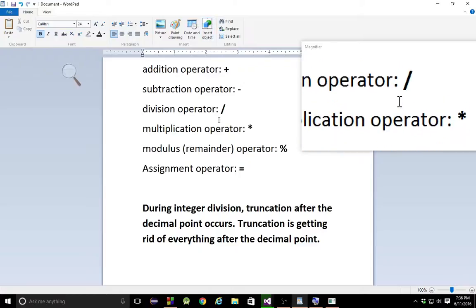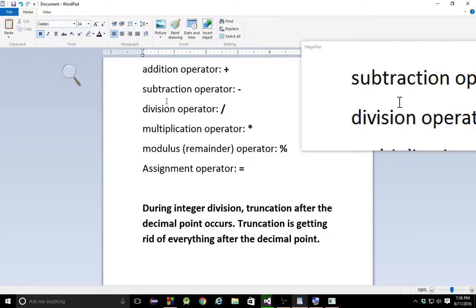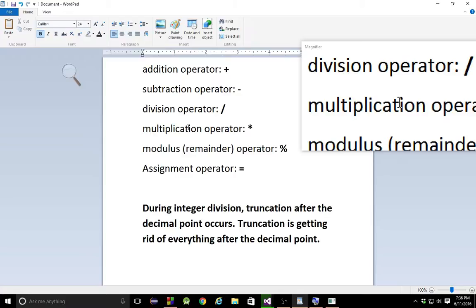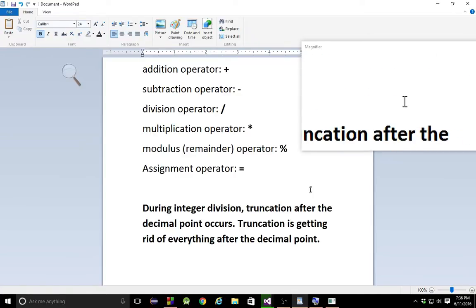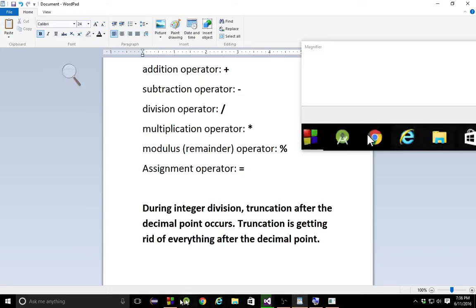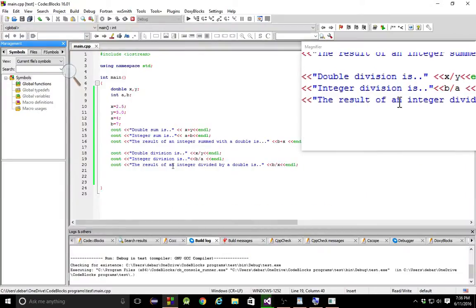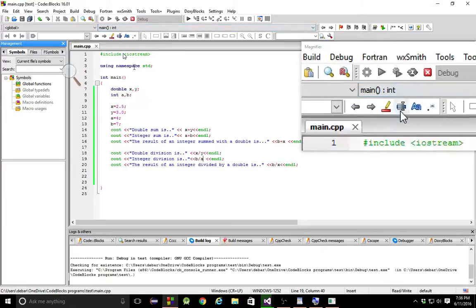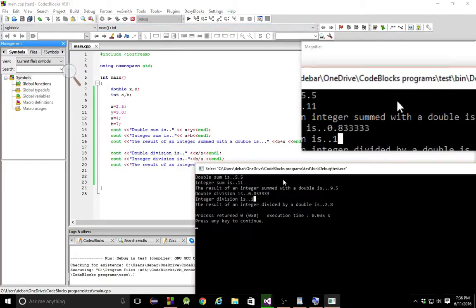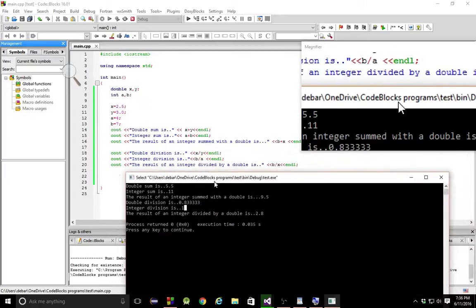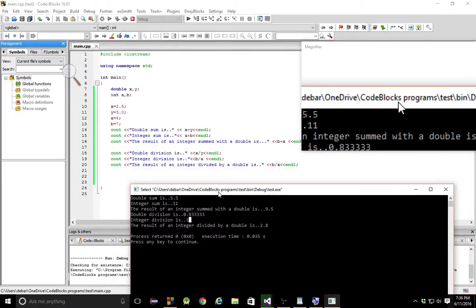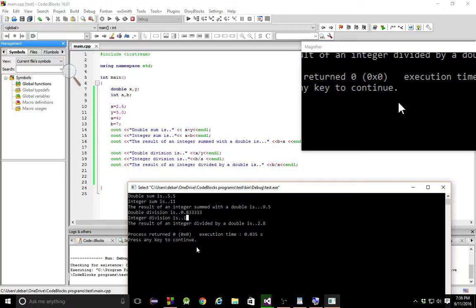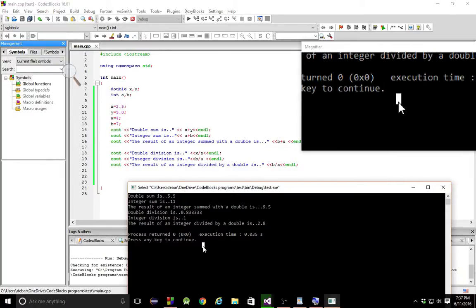There really isn't anything too special about subtraction or multiplication. Everything that I've stated applies to subtraction and multiplication too. Wait, there's one thing I forgot. Let's check the result of the integer divided by the double. It's 2.8. So when you divide an integer by a double, it immediately casts to a double, and you get 2.8. That makes sense.